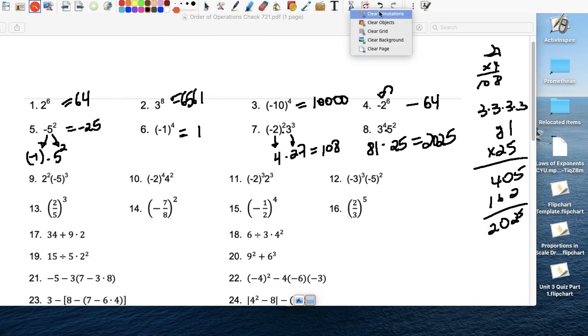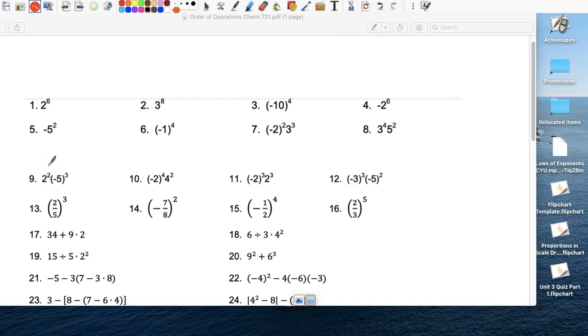Let me erase some of this. I'll put it on top. So 2 to the 2nd is 4. Negative 5 to the 3rd power is negative 5 times negative 5 times negative 5. So I know it's negative, right? 5 times 5 is 25, and 25 times 5 is 125. So this is going to be negative 125. And obviously that's going to be 250, 500, negative 500, because that's a positive times a negative, which is a negative.